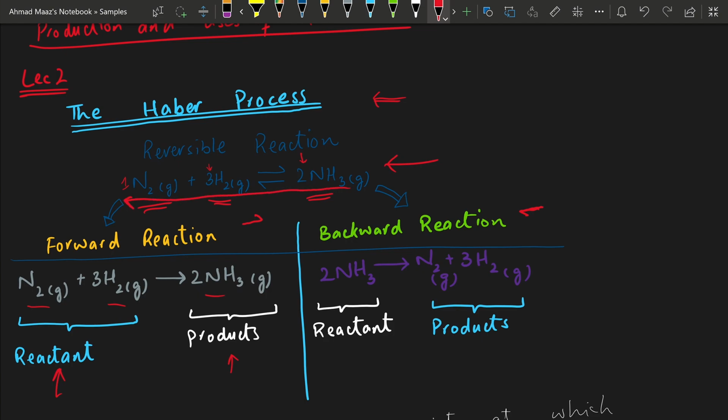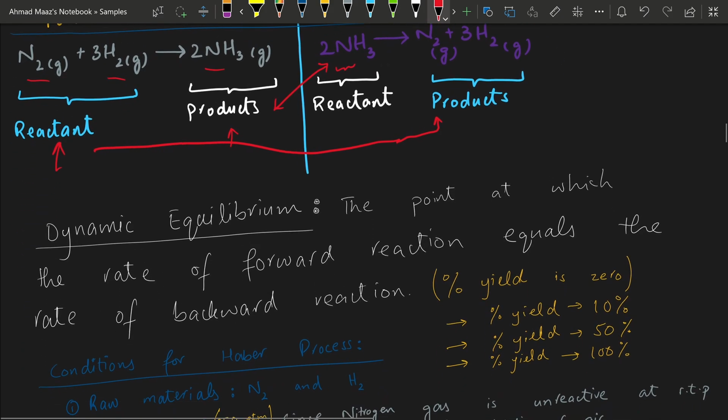Alright, now this is the backward reaction. It has reactants which are ammonia gas, and notice that these reactants were the products in the forward reaction. Ammonia gas decomposes into nitrogen gas and hydrogen gas, and these products in the backward reaction were the reactants in the forward reaction. So this is basically the equation for the Haber process, the manufacturing of ammonia gas.